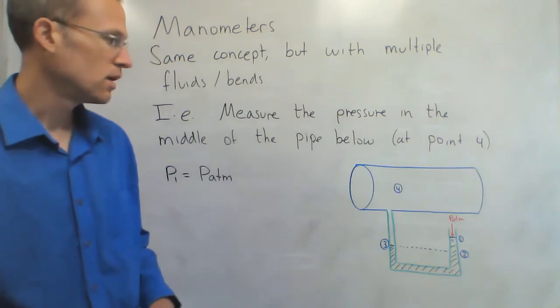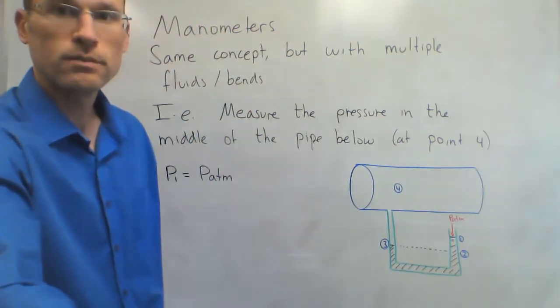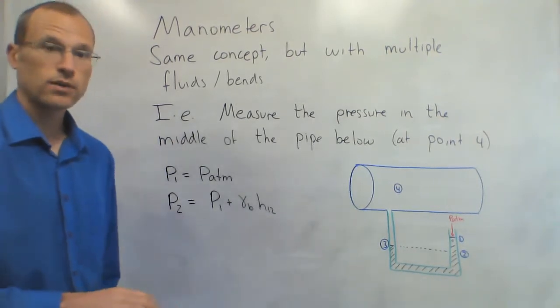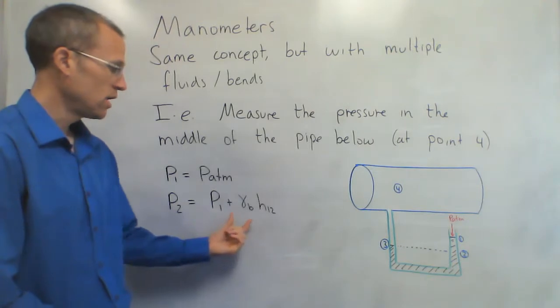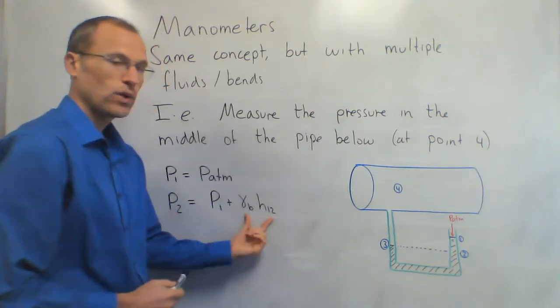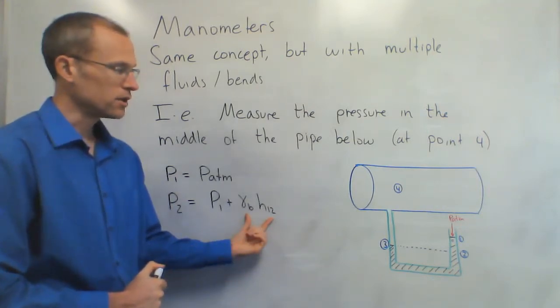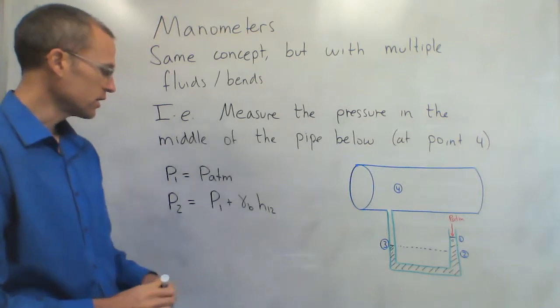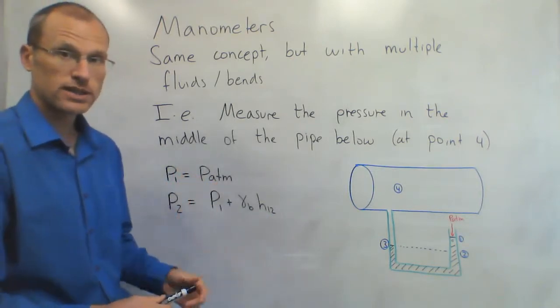So next step, I need to know what the pressure P2 is based on P1. Again, hydrostatic pressure: my pressure at point 2 is whatever my pressure is at point 1 plus this height H12 times the specific weight. I'm going to call it gamma B for the black fluid inside my U-tube there. So I can now relate this because I know what P1 is, so now I know what P2 is essentially.